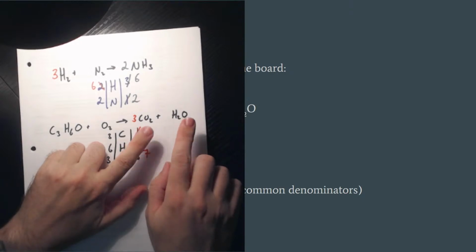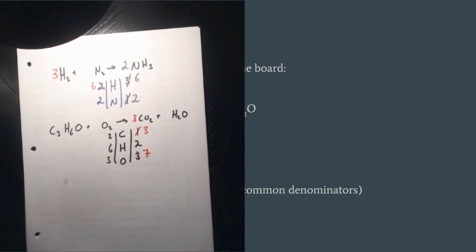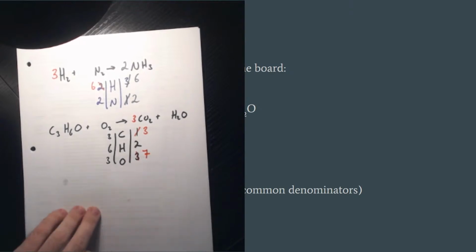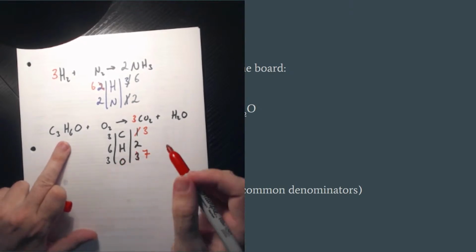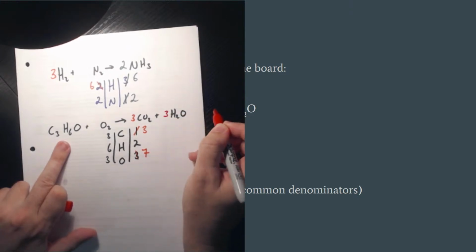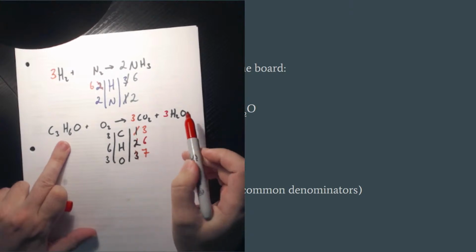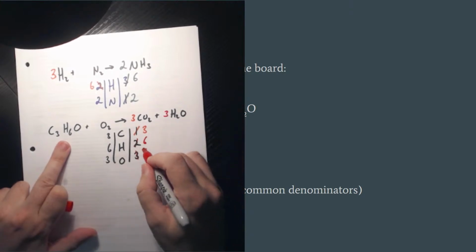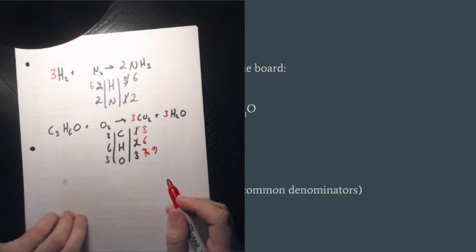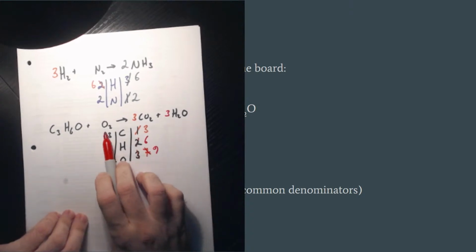Okay, so once again, you have oxygen between multiple molecules, so you've got to be careful to make sure that you're getting all of it. Okay. All right, now we have 6 hydrogen over here, so we're going to put a 3 in front of water. So 3 times 2 is 6 hydrogens, but now we have 6 plus 3 is 9 oxygen on the right. So now we need to balance oxygen.